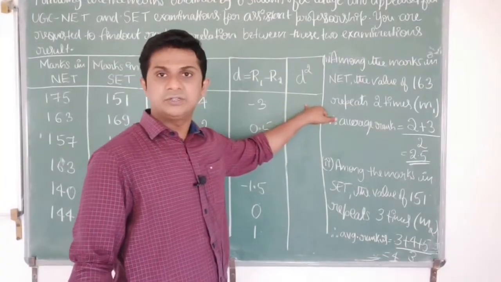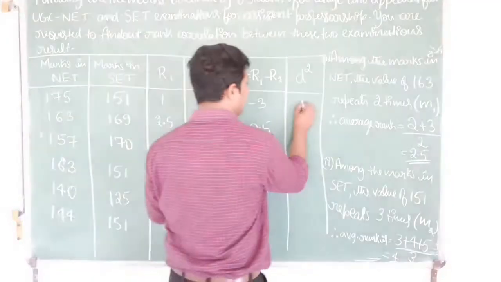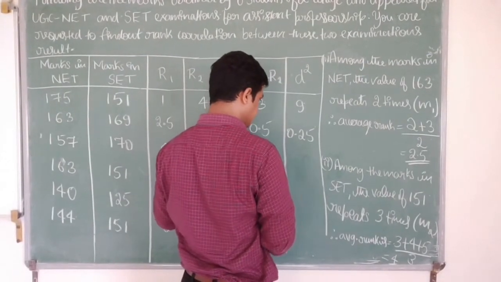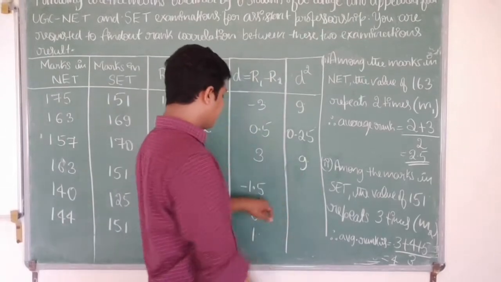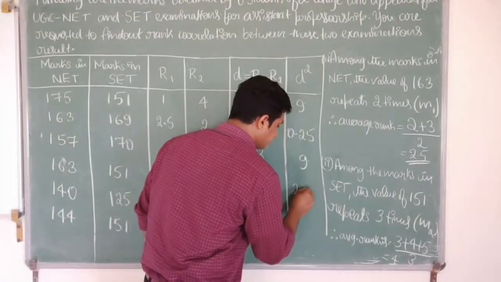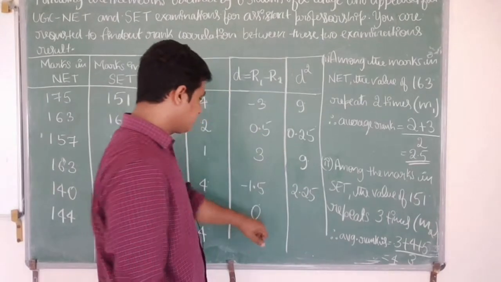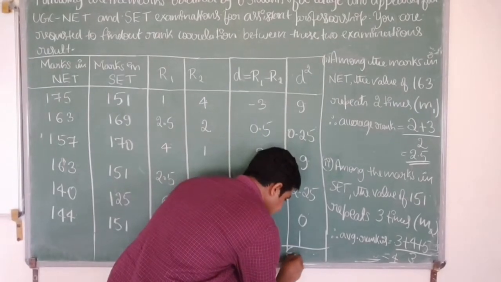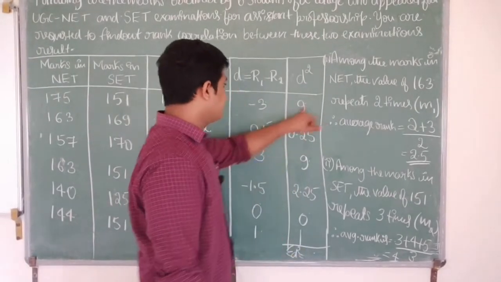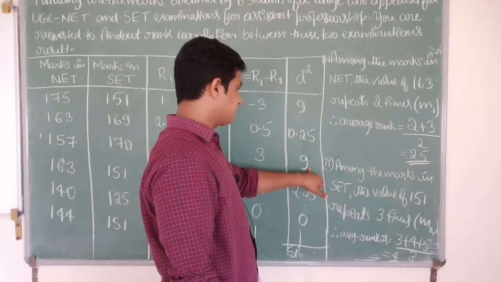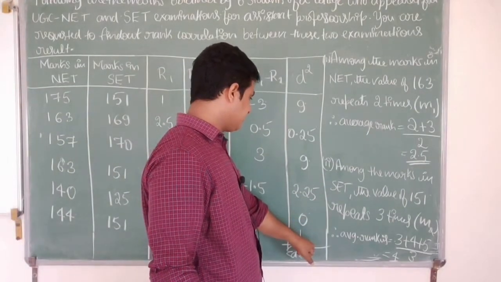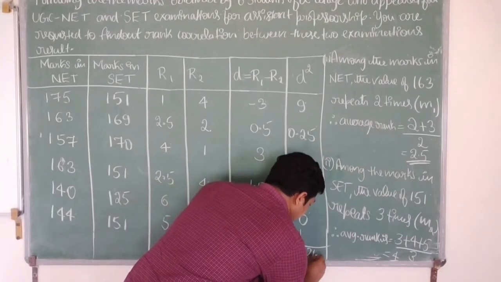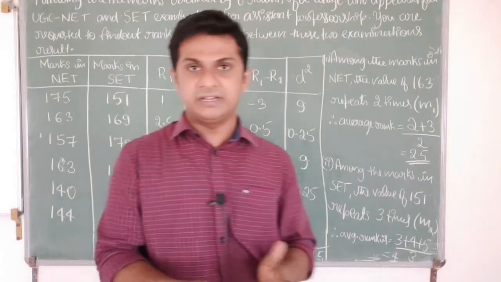Next what I need to do is square these differences. So minus 3 squared is 9. 0.5 squared is 0.25. 3 squared is 9. Minus 1.5 squared is, you can use your calculator, 2.25. And then 0 squared is 0, 1 squared is 1. Therefore sigma d square is equal to 9 plus 9, that is 18. 18 plus 1 is 19. 19 plus 2 and a half is equal to 21 and a half. So sigma d square is 21.5.